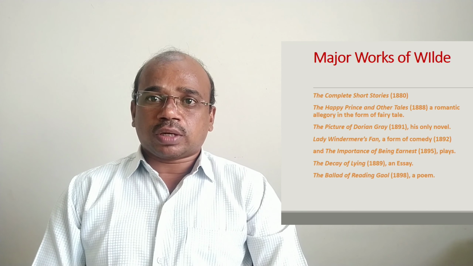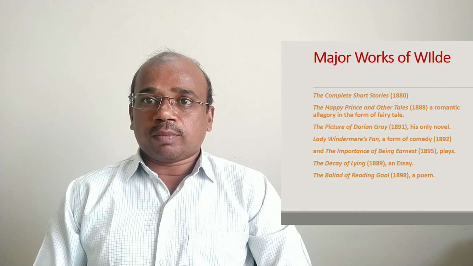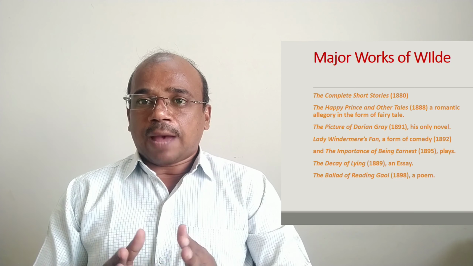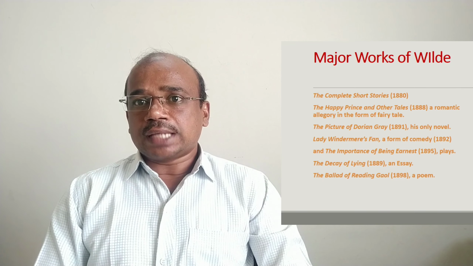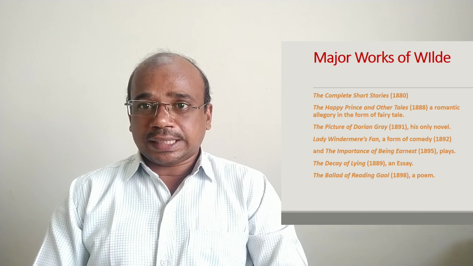Here I have given some of the major works of Oscar Wilde in English literature. Let's see them one by one. The Complete Short Stories, written in 1880 as a collection of short stories. The Happy Prince and Other Tales, a romantic allegory in the form of a fairy tale. The Decay of Lying, written in 1889 in the form of an essay.